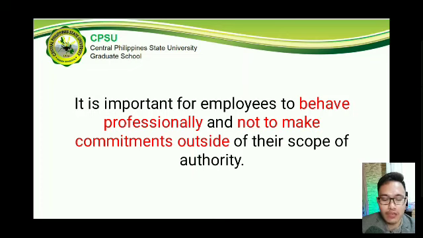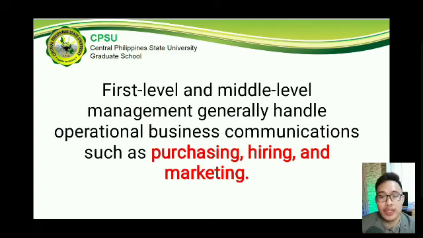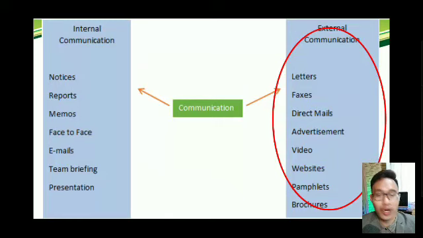Informal external communication is a form of communication which organizations can't regulate directly because it is communication to the outside of the organization. That is why it is important for employees to behave professionally and not to make commitments outside of their scope of authorities. The first level and middle level management generally handle operational business communication such as purchasing, hiring, and marketing. Purchasing, hiring, and marketing are ways for external communications. Here are other ways for external communication: you can send letters, faxes, direct mails, advertisements, video, websites, pamphlets, brochures, and more.